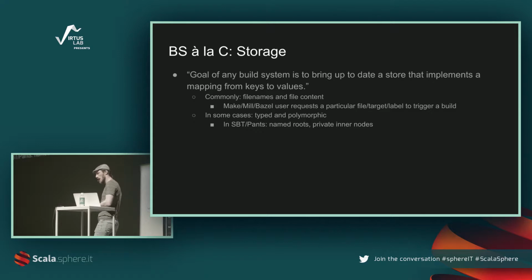Mill has JVM names associated with each of these. In SPT and Pants, for example, though, you might actually have typed polymorphic keys and values. Mill is also polymorphic, I believe. So you request the test results for some target, which means I can request multiple things for a particular location on the file system, right? Like, give me a REPL for this project, or give me the test results for this project.